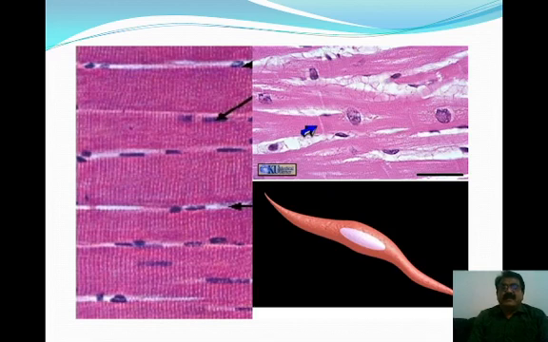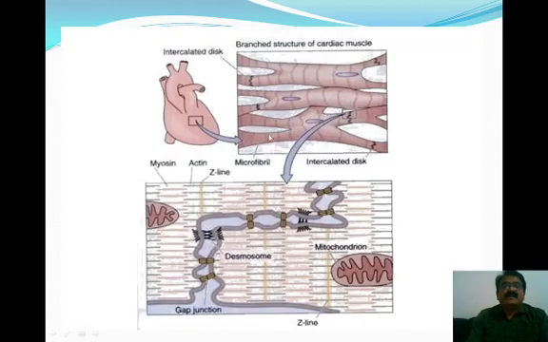Here is the diagrammatic presentation of the three kinds of muscle. This is the striated muscle, where we clearly see the alternate dark and light bands, due to the alternation of actin and myosin filaments. In cardiac muscle there are no such striations, and in smooth muscles the striations are also absent. In this diagram we clearly see the cardiac muscles and the smooth muscles.